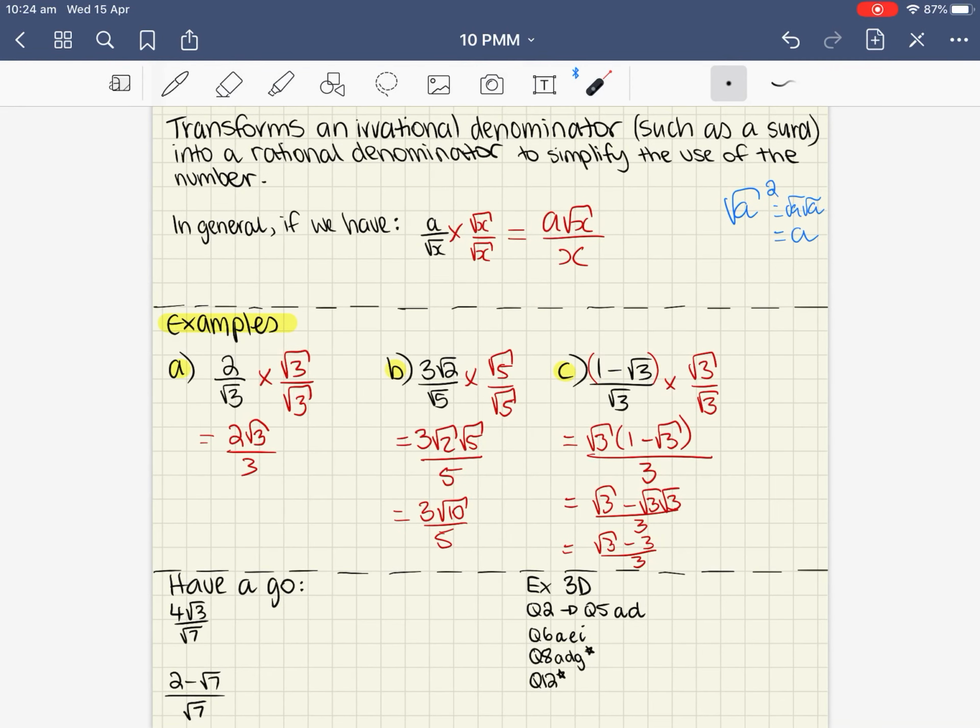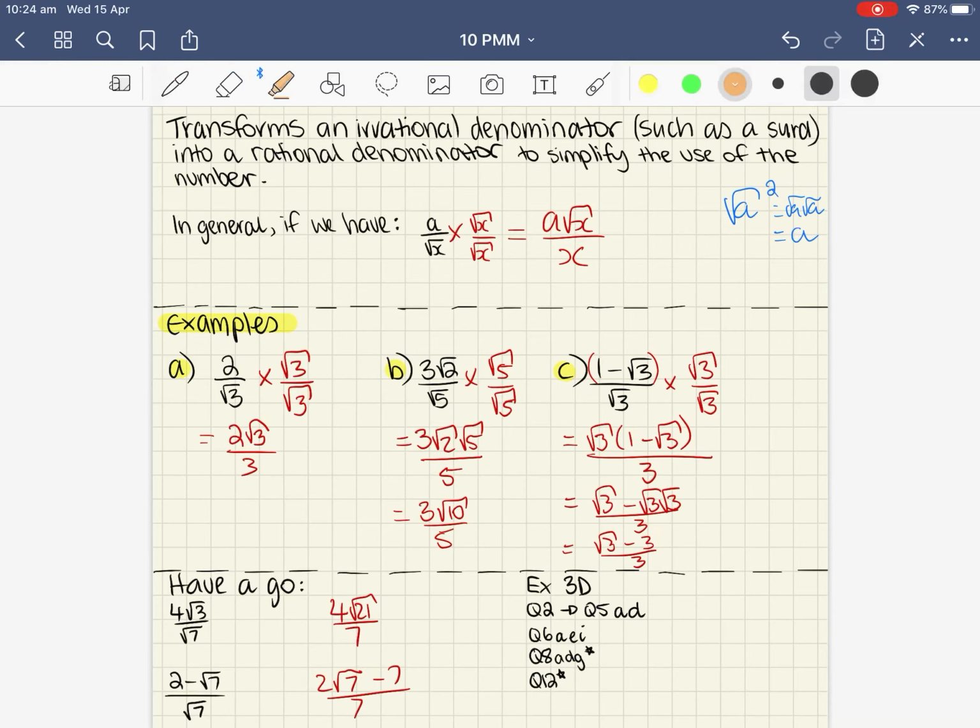So I've got 2 more examples down here for you to have a go at. Please have a go now. We've got this one here, which is similar to B, and we have this one, which is similar to C. Upon checking your answers, you should find that you get, and pause now if you don't want a spoiler, 4 root 21 on 7, and root 2 root 7 take 7 on 7.